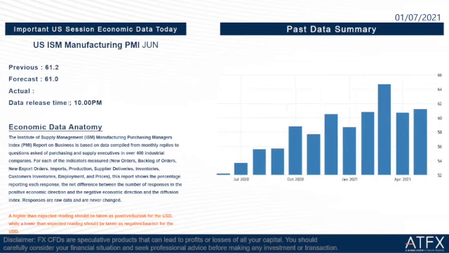Okay, so the last important economic data we have to take note of today is the US ISM manufacturing PMI June. So the previous is 61.2, the forecast is 61. So the data release time is at 10 o'clock tonight. A higher than expected reading should be taken as positive for the US dollar, while a lower than expected reading should be taken as negative for the US dollar.